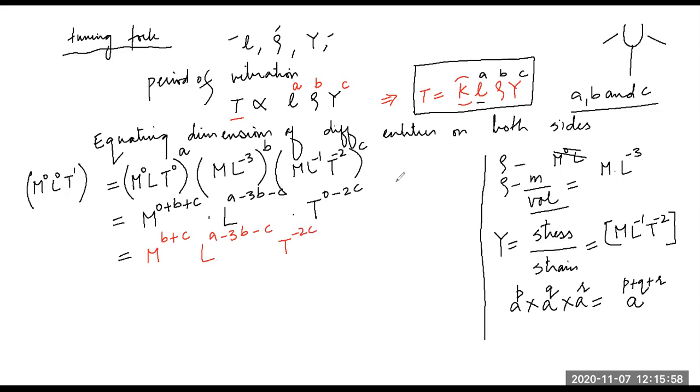So when I equate the dimensions of different entities, when I equate the dimensions of mass, what is the equation I will get, Ishma? What is the dimension of M on the left side? 0 is equal to b plus c. Okay, Amitoj, what is the second equation?